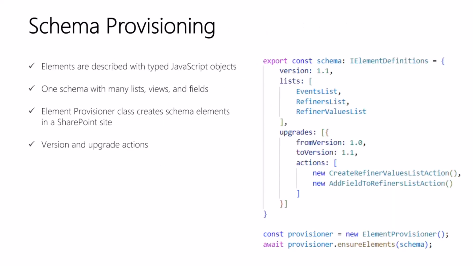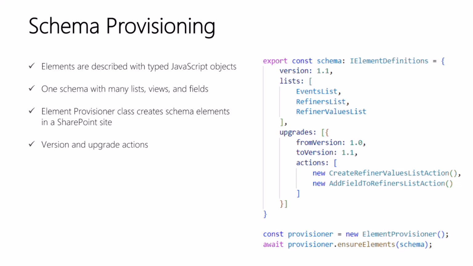All right, schema provisioning with the SPFx Solution Accelerator is done in two steps. The first is to declare your schema with all of your elements, such as fields, lists, and views. And then you run the provisioner to create those elements on the SharePoint site. We have interfaces that help you define all of your schema elements in a type-safe manner. An app will have one schema object, which should implement IElementDefinitions.